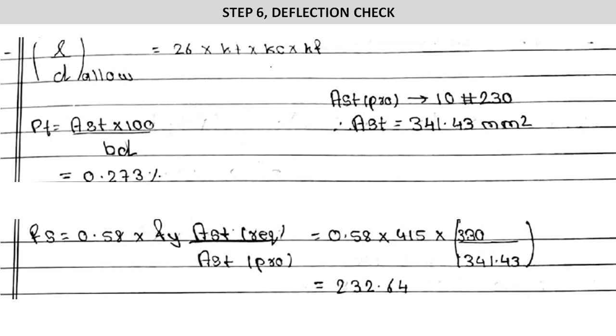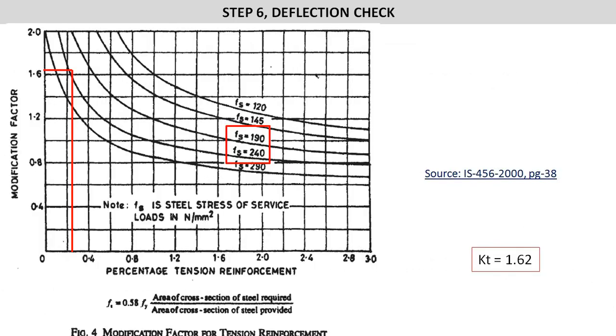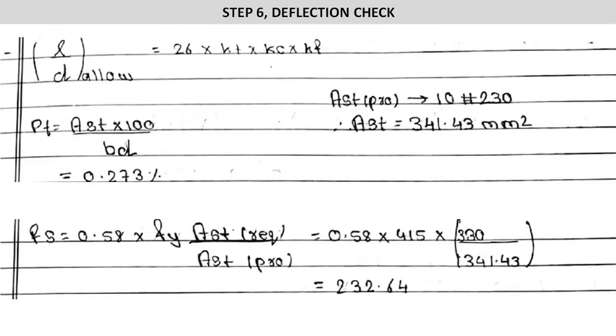So for deflection we have to find L by D allow and L by D actual. First we will find L by D allow. L by D allow is equal to 26, as I told in the first step, because it is a continuous slab, so we have to use 26. We have to find the value of Kt, and the values of Kc and Kf will remain 1.